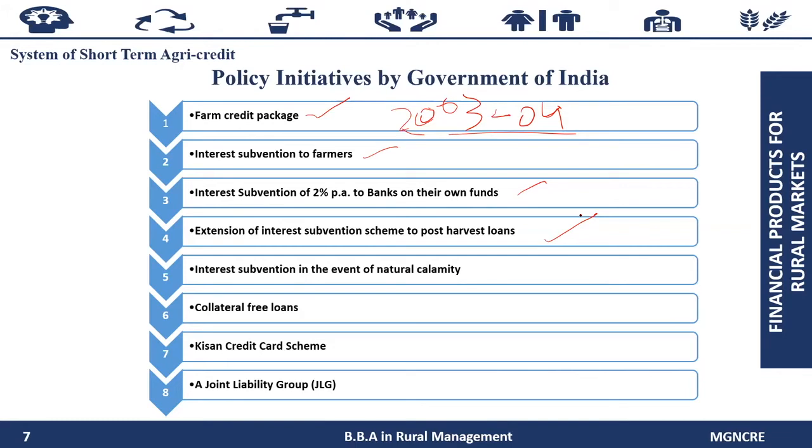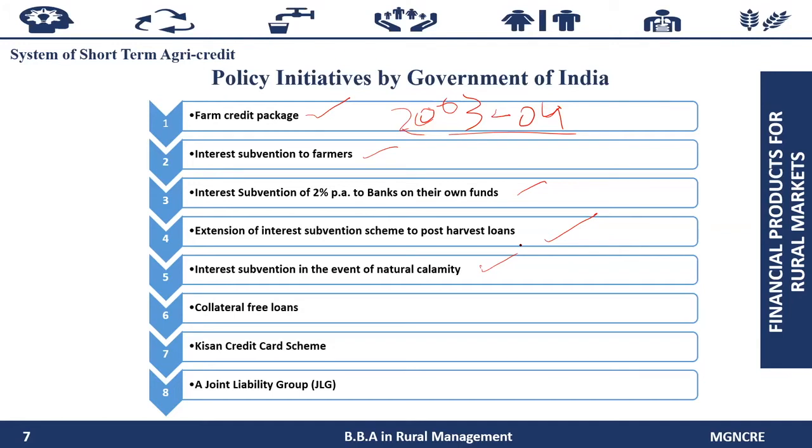Then interest subvention in the event of natural calamity. During a natural calamity, if there is crop loss of 50% or more, then a restructured period of repayment will be extended to a maximum of 5 years, including the 1 year moratorium period. Then the banks have been advised further that all the short-term loans are eligible for restructuring in this scheme.